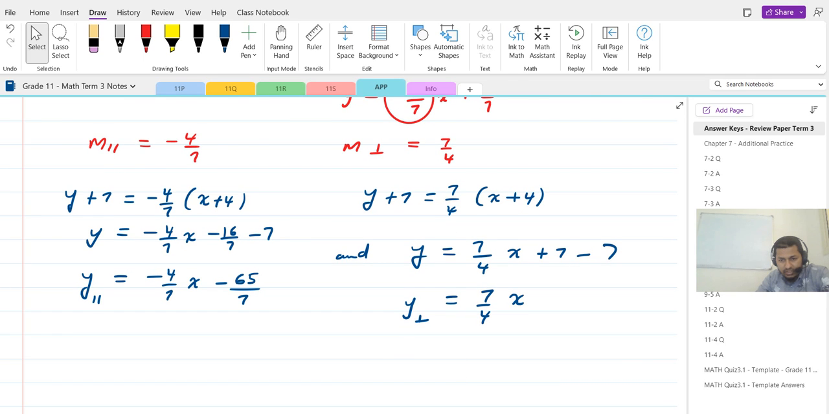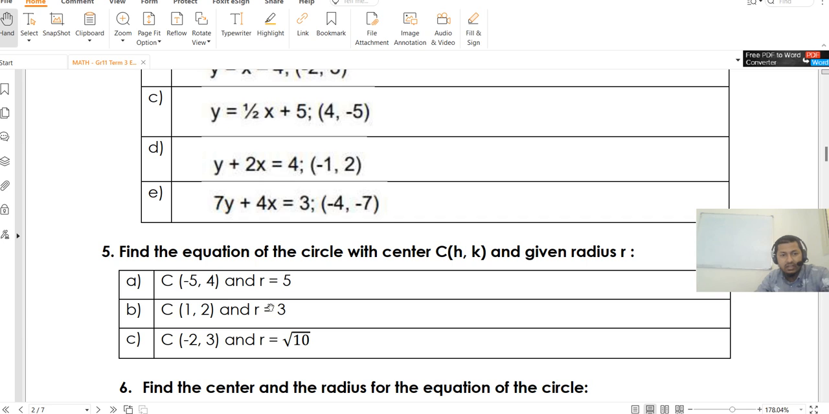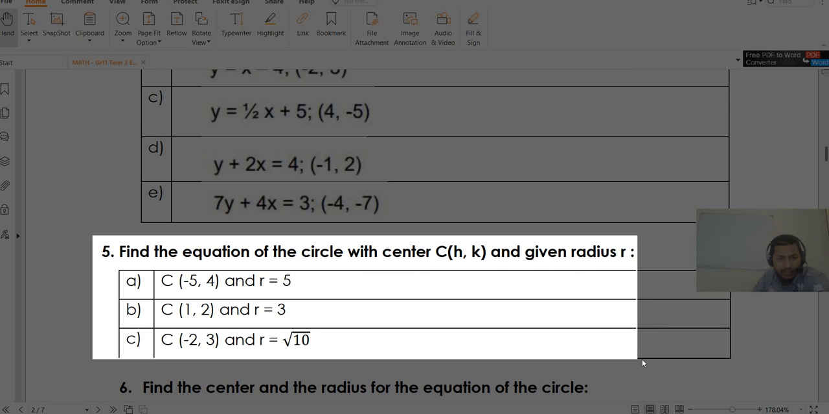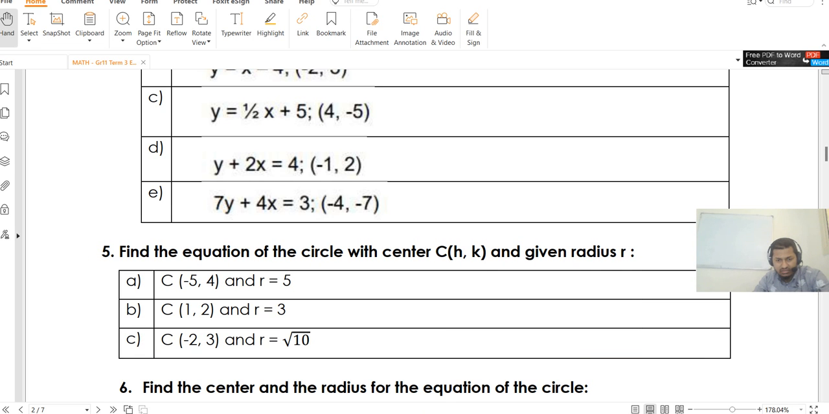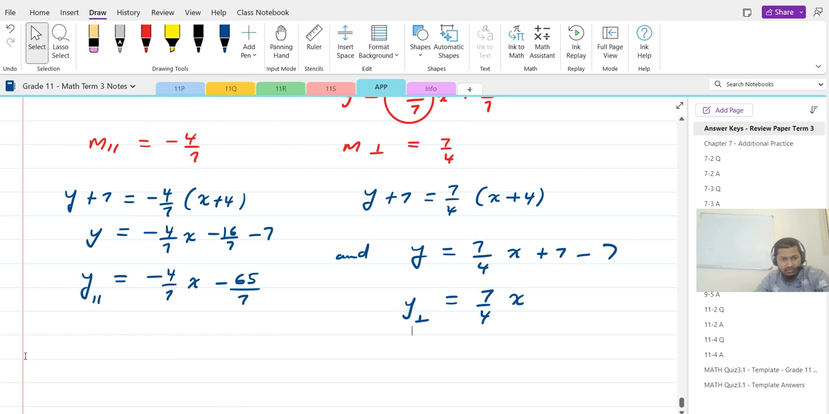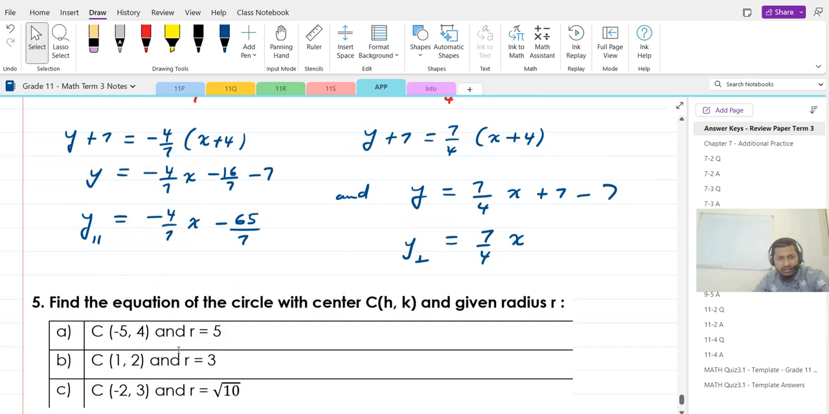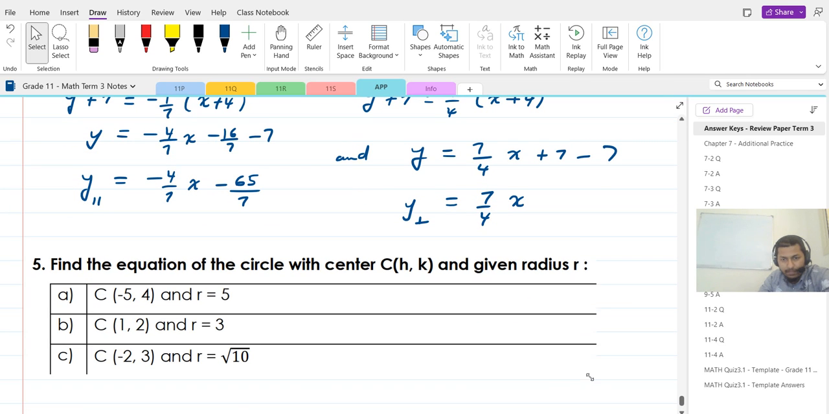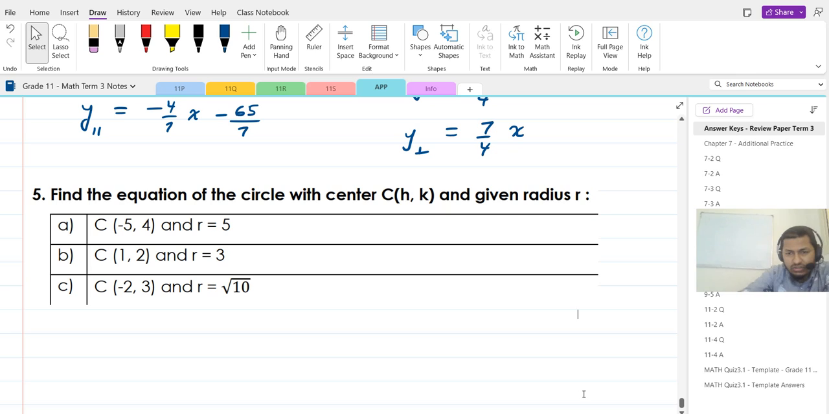Continuing with our next problem. Yes, find the equation of the circle with center and given radius r. So what's the equation of the circle with these things? Alright, so the equation of the circle with center hk and given radius r. I just need to do a small equation of the circle.